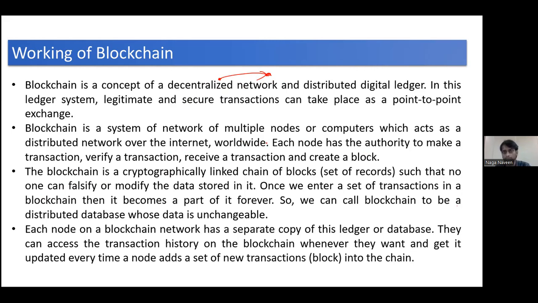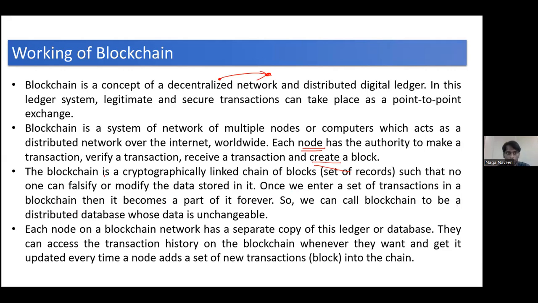Next. Blockchain is a system of multiple nodes or computers which act as a distributed network over the internet worldwide. Each node has the authority to make a transaction, verify a transaction, receive a transaction, and create a block. Here, please make sure that the node I am talking about is a validator node, not a member node. A member node can only initiate a transaction and receive a transaction. That's it. It can't validate a transaction or create a block. It can verify a transaction, but it can't verify a block. Whereas a validator node can do all these things, right?